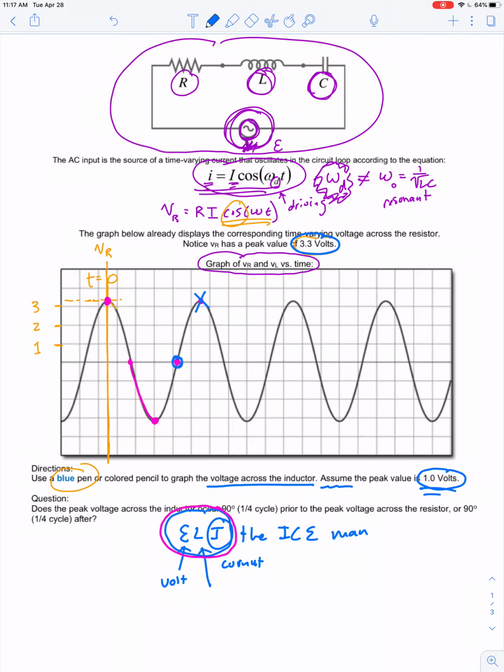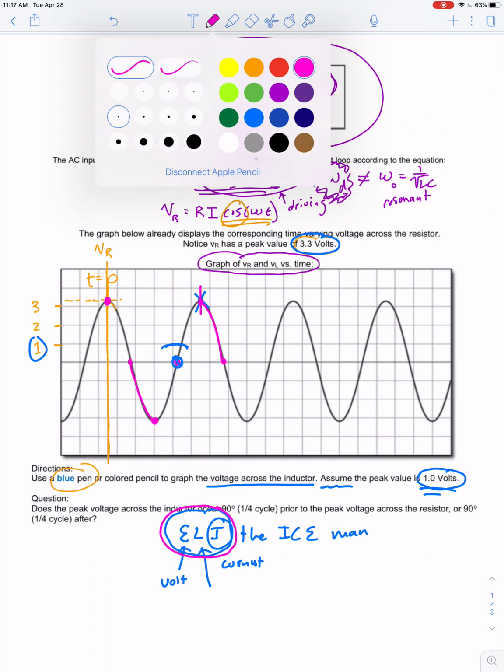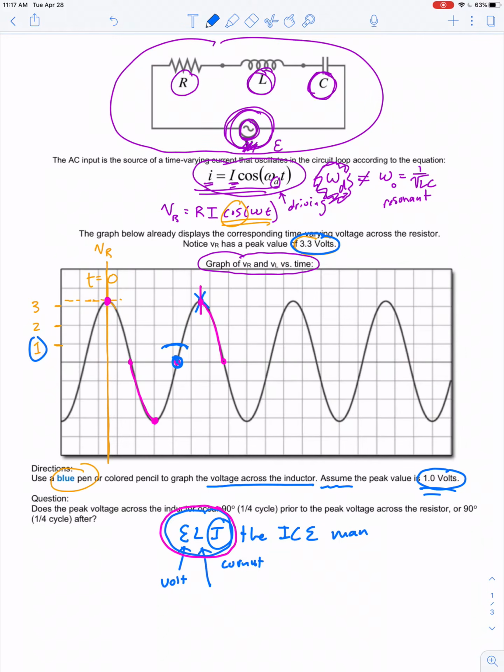So here we go. We should have a graph that reaches a maximum value of 1 volt at this instant in time. And then if we look back at the resistor, it goes from a maximum value at this point in time to a value of 0. Well, the inductor was a little bit ahead of the game on that one, and so it already had its maximum value here.